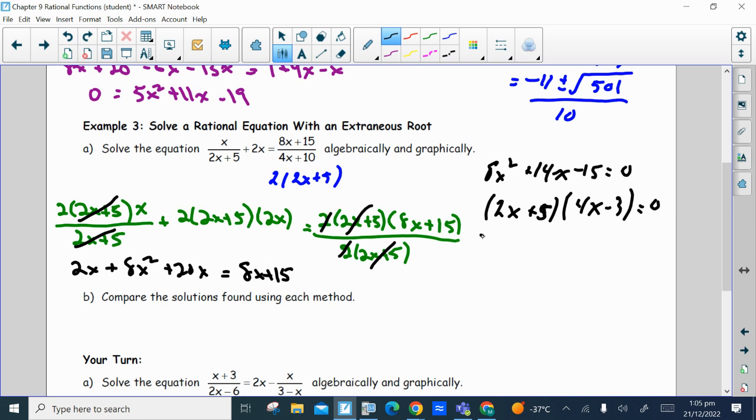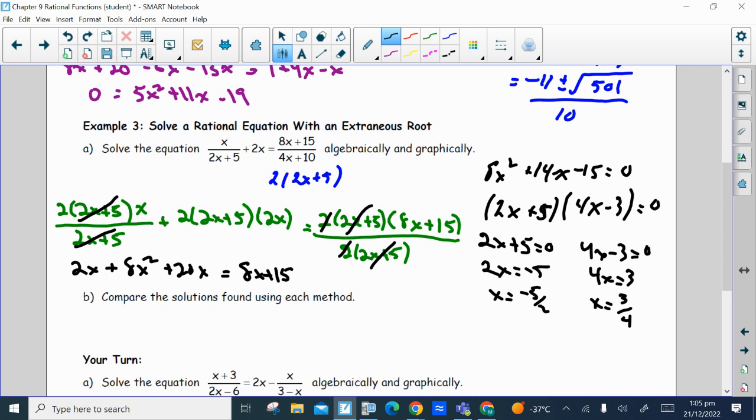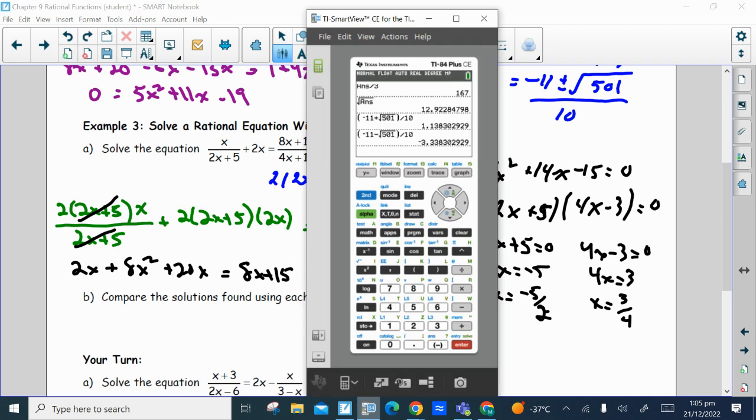So the solutions come where each factor equals 0 then. So you'll subtract 5 on both sides and divide by 2. And then for the second factor equaling 0, we add 3 to both sides and divide by 4. So negative 5 halves, negative 2.5, and 3/4 or 0.75 are the two solutions. So they should be the two x-intercepts.